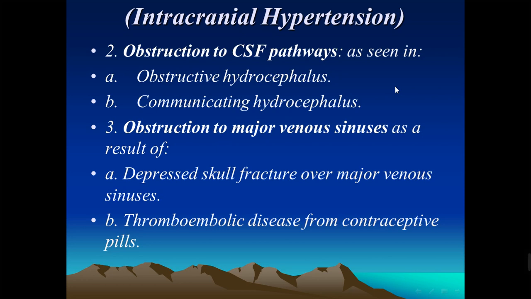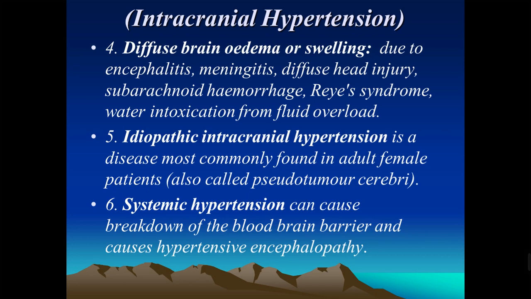Obstruction to major venous sinuses, as a result of, for example, a fracture over a major venous sinus or thromboembolic disease from contraceptive pills, will result in increase in the amount of blood inside the brain and resulting in intracranial hypertension. Also, diffuse brain edema or swelling due to encephalitis, meningitis, diffuse head injury, subarachnoid hemorrhage, Reye syndrome, water intoxication from fluid overload, all these will result in increase in the size of the brain due to either extracellular edema, I mean vasogenic, or due to cytotoxic edema, intracellular edema.